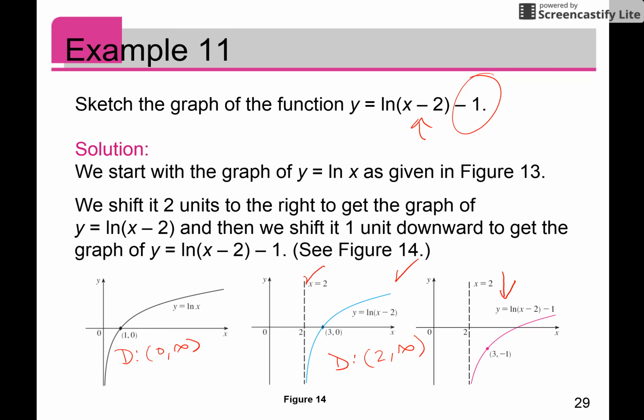Okay, does that make sense? All I did is shift everything right 2 units. Now the down 1 doesn't affect the domain. It could affect the range, except remember my range here is all real numbers. So if I move it down 1, it's still all real numbers.